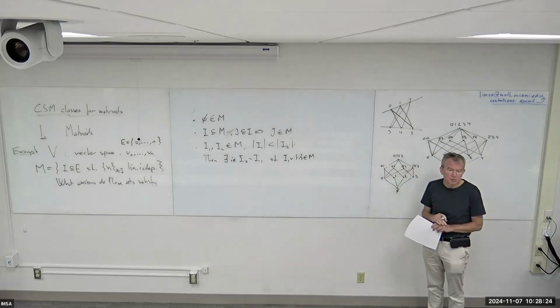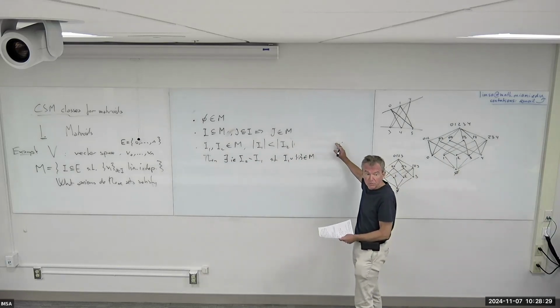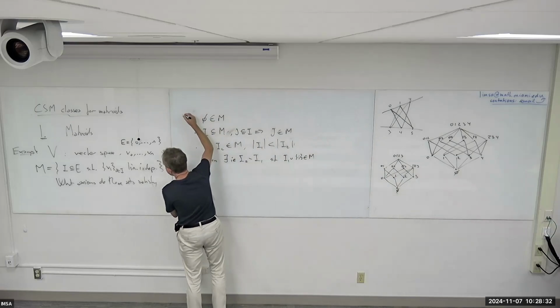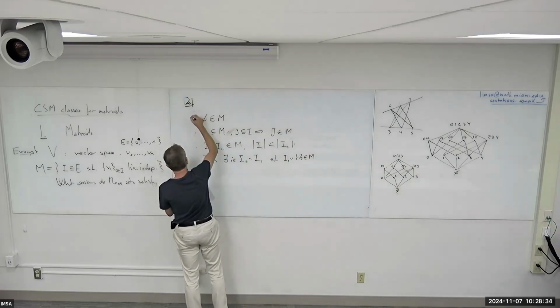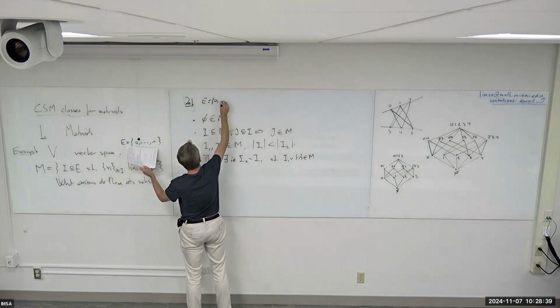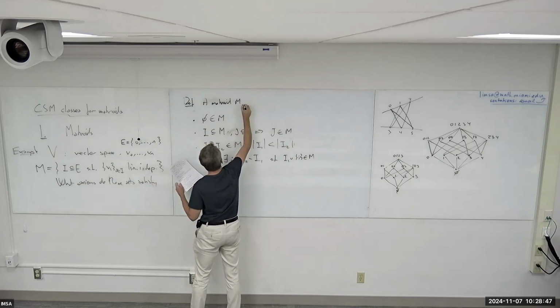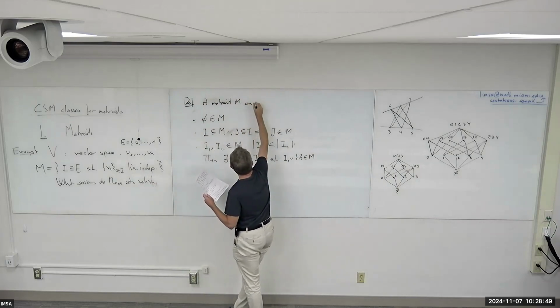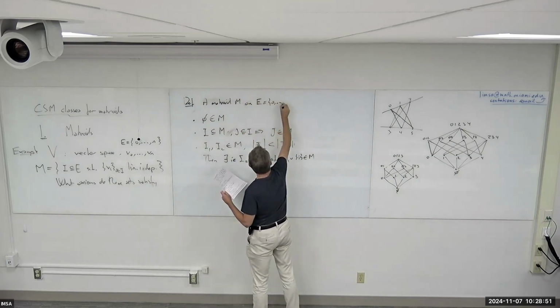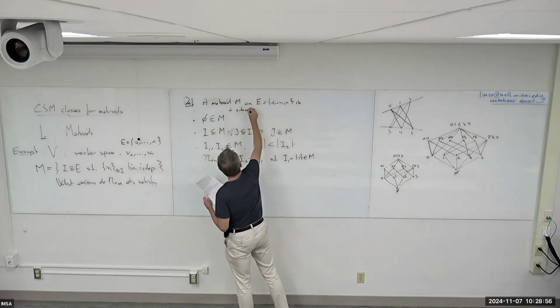Okay, so these are reasonably simple-minded things. And looking at this, here is the definition of matroid. So I could now start the definition. So maybe I should write: a matroid M on E equals {0, ..., n} is a collection of subsets.